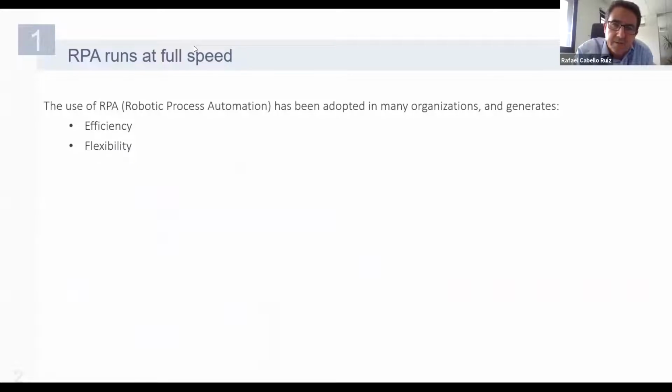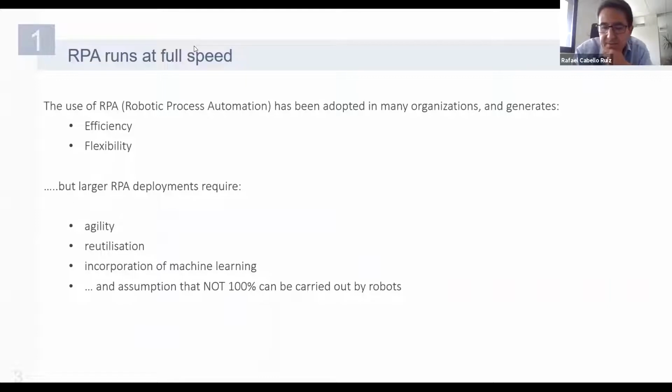RPA is going fast in the market and has been adopted in a lot of organizations. I am Rafael Cabello, and I'm the Digital Transformation Director of Serviform. And what does RPA mean for us? It means efficiency and flexibility. But since 2-3 years ago we are facing large RPA deployments. We are talking about 50, 60, or almost 100 robots. What does this mean? We need agility, reutilization of components, machine learning to have less human in the workforce.